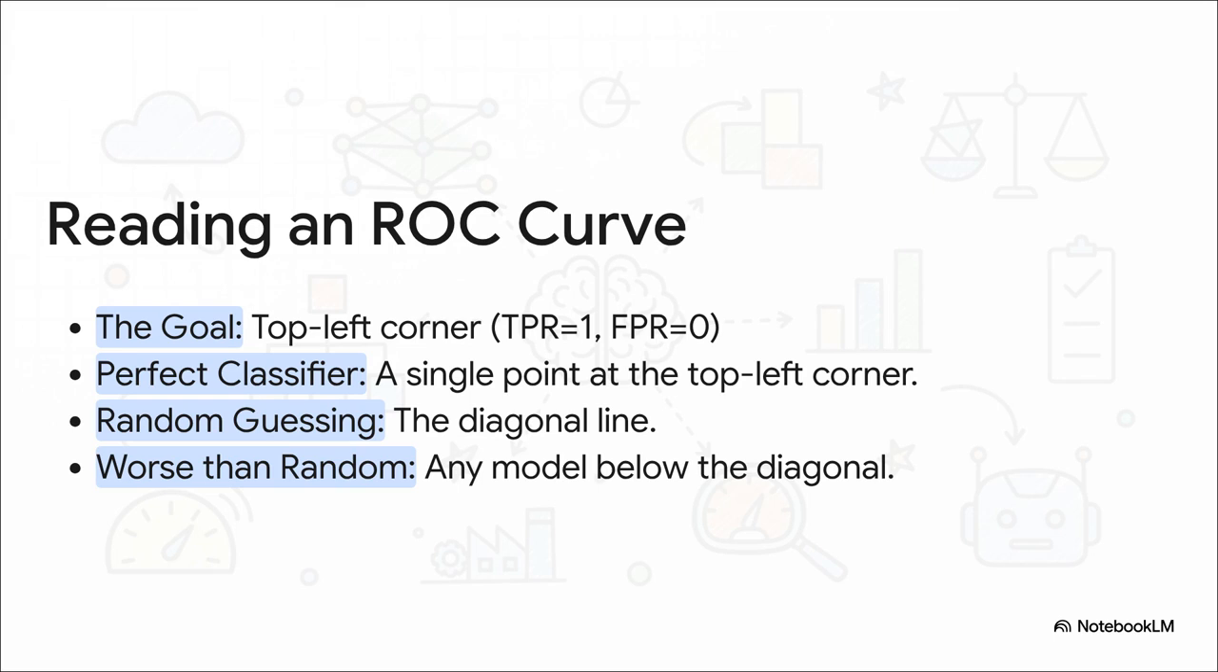So how do you read one of these things? It's pretty intuitive. The absolute perfect model would be a single point way up in the top left corner. That's a 100% true positive rate with a 0% false positive rate. That diagonal line cutting across the middle, that's just random guessing. So any model whose curve dips below that line is literally worse than just flipping a coin.